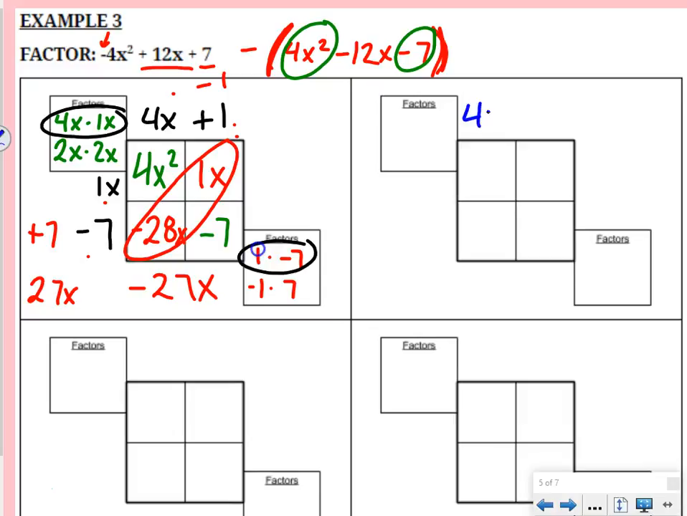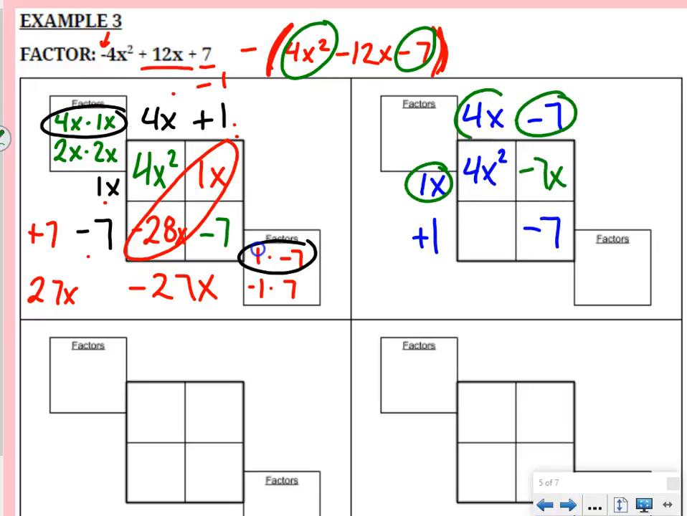So let's put 4x, and then we'll put minus 7 next to 4x, and then we can take 1x and put the positive 1 next to 1x. So we really want to flip around that order, move the numbers around. We know this is 4x squared, and we know this is negative 7. We really want to check those diagonals. So 1x times negative 7 is negative 7x, and 4x times 1 is 4x. Negative 7x plus 4x is negative 3x.